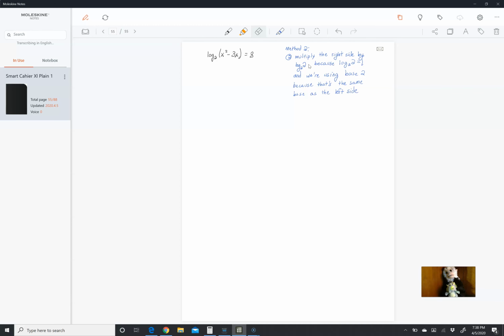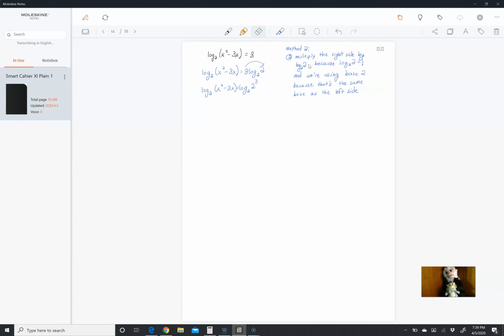So what that gives us is log base 2 of x squared minus 3x is equal to 3 log base 2 of 2, which is the same thing as 3. We haven't changed anything. Now we can move this into an exponent. So we have log base 2 of x squared minus 3x is equal to log base 2 of 2 cubed.